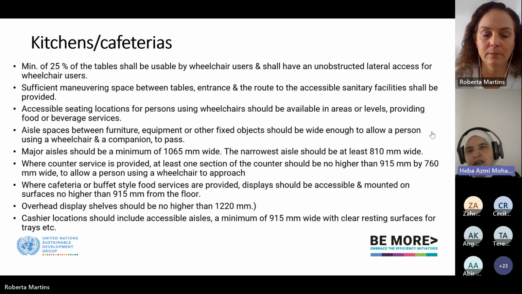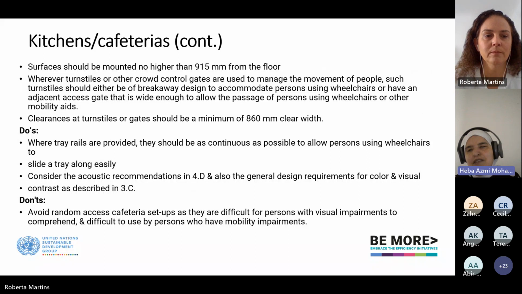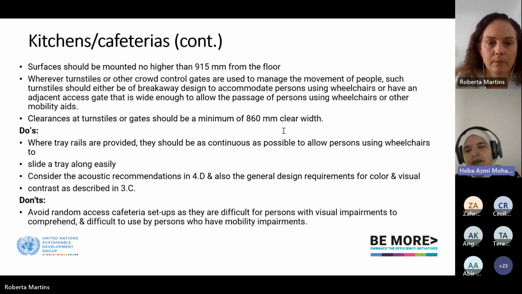Next slide, please. This shows some other dimensions and accessibility measures that should be provided in the cafeterias. Talking about the knee space that should be provided under the counters, so that would enable persons using wheelchairs to comfortably use these counters. And it is important to ensure that all the crowd control gates can also be used and managed by persons who are sitting in wheelchairs.